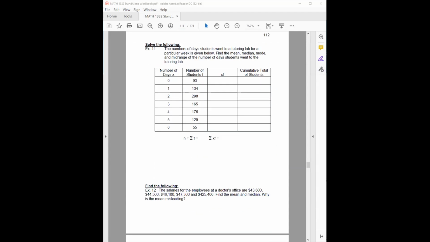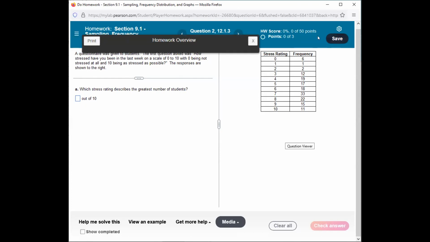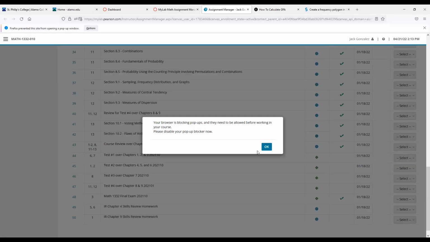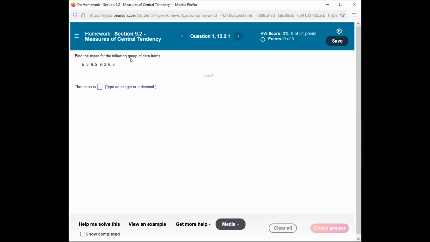Let's look at the homework. We are on 9.2. The first few questions are just going to ask you to find the average. You can use the calculator function I showed you, or you can do it old school, add them all up and divide by the total number.